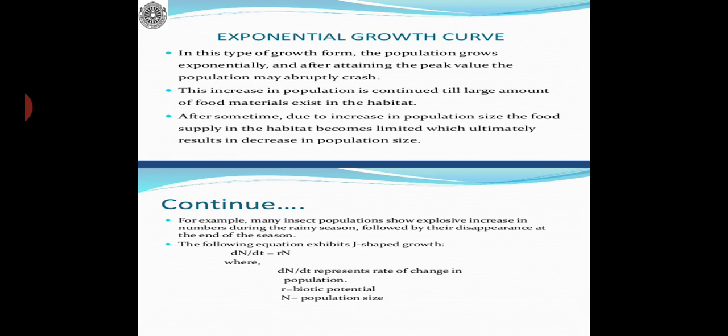For example, many insect populations show explosive increase in numbers during the rainy season, followed by their disappearance at the end of the season. The following equation exhibits the J-shaped growth curve, that is dN/dt = RN, where dN/dt represents the rate of change in population, R refers to biotic potential, and N refers to population size.